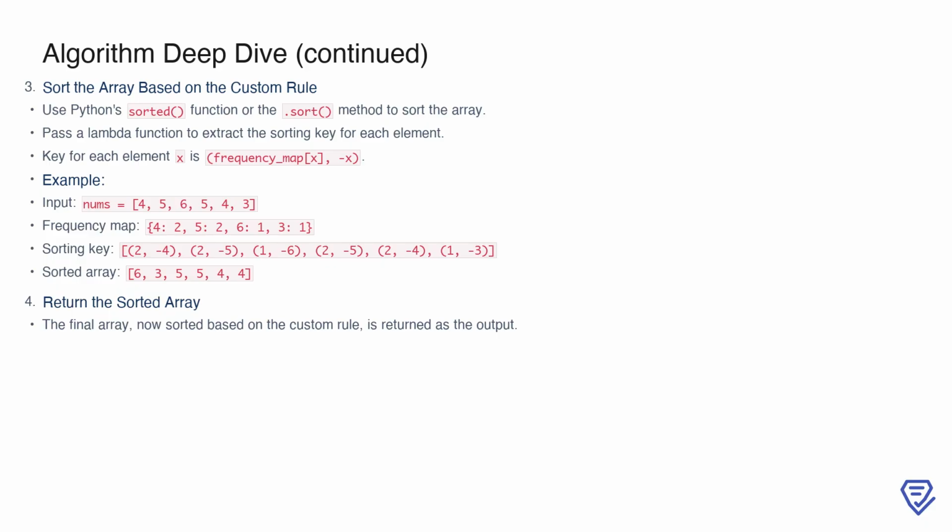When we apply the sorting, elements are arranged such that numbers with lower frequencies come first, and among those with the same frequency, larger numbers come before smaller ones. The resulting sorted array is 6, 3, 5, 5, 4, 4. Finally, this sorted array is returned as the output of the function.